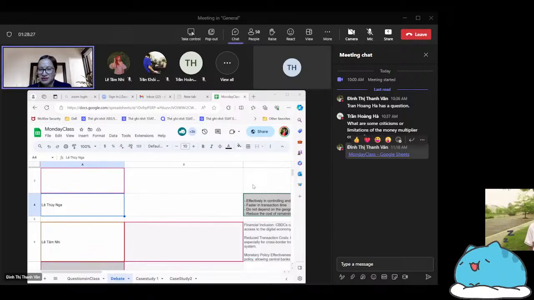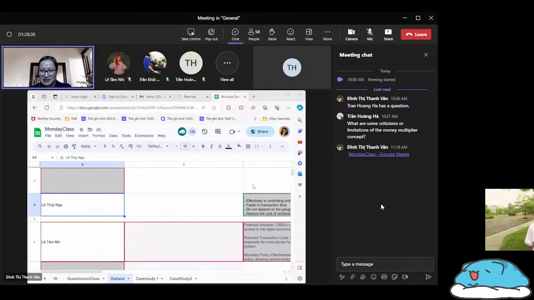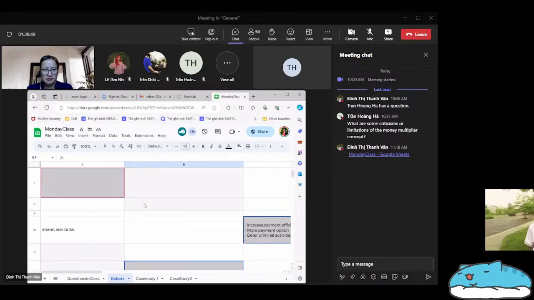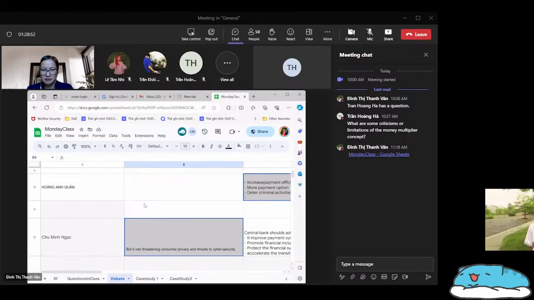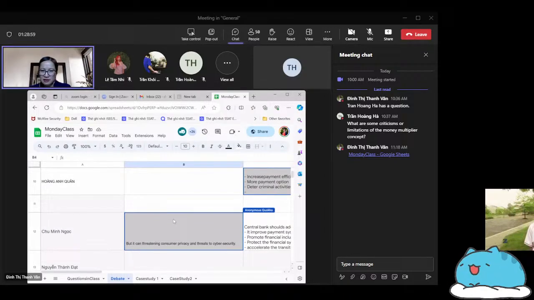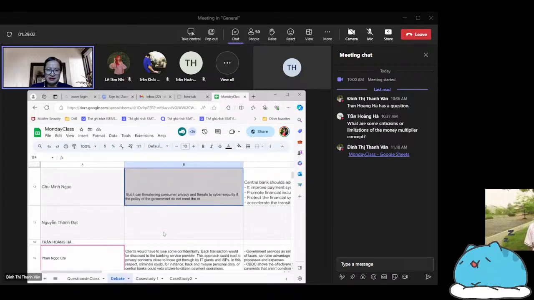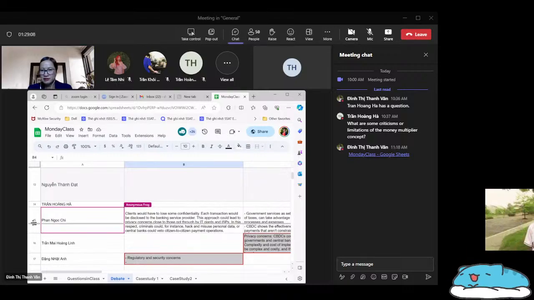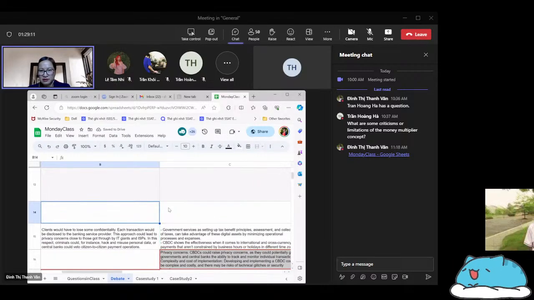By showing your answers, it actually helps me to know that you are in class, and Cô Hương and Thầy Thái will put it into the attendance sheet, I think. It can threaten consumer privacy and threats to security policy. I think there are some good answers here. You can actually learn from others if you read their comments here.